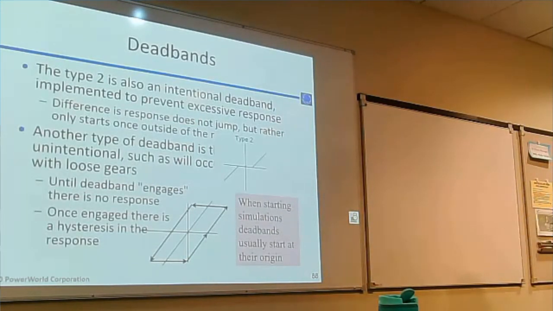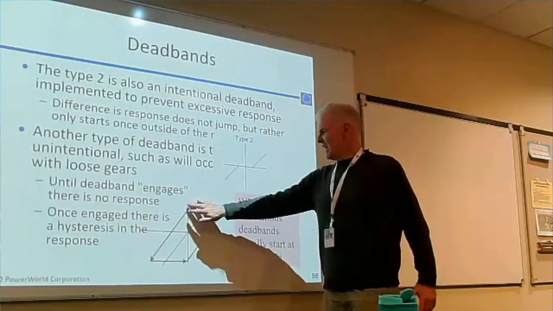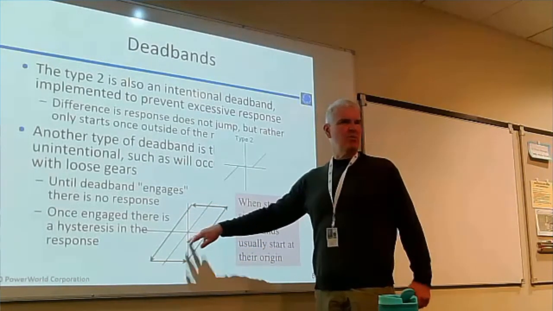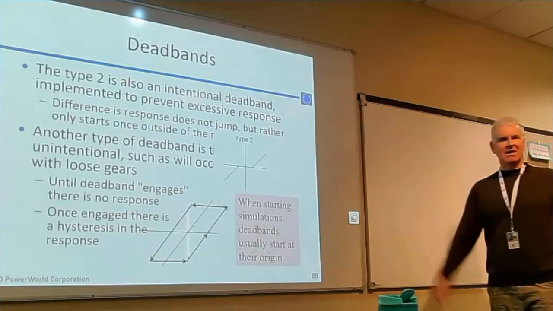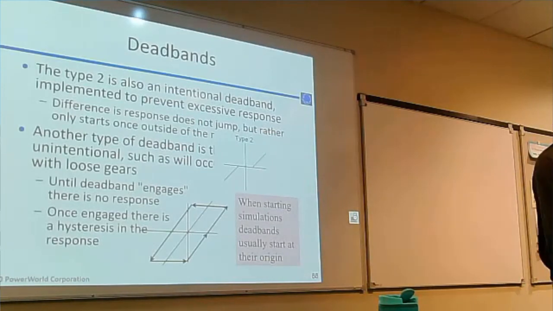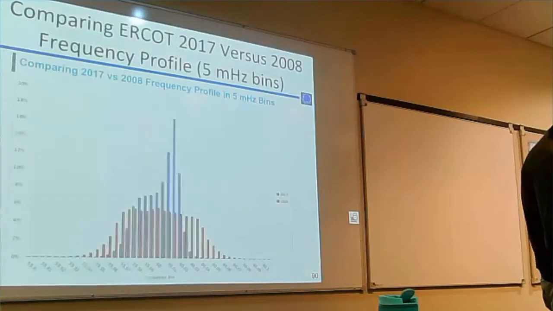So you don't reset. One of the issues we're struggling with in the simulations is it's okay if you do a short-term simulation with deadbands where you don't have to get back to where you started. But if you've got a deadband like that and it's engaged, and then the event dies out, you kind of want to drift back to that point and treat it as a new steady state. Okay, we need to figure out how to do that. I'll skip the frequency deadbands in ERCOT.